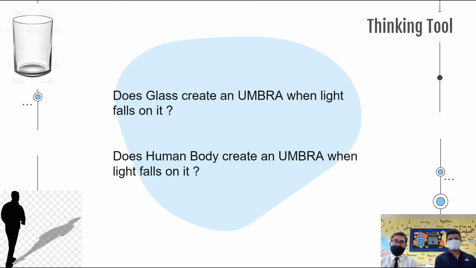So does glass create an umbra when light falls on it? You can take a transparent glass and a torch, and then make the experiment. And secondly, if you flash a light on a human body part, do you see an umbra or a shadow on the other side? Okay, so the answer for glass is no, there is no umbra because it is transparent, and the human body is opaque, so light cannot pass through it. So there's a very dark shadow formed.